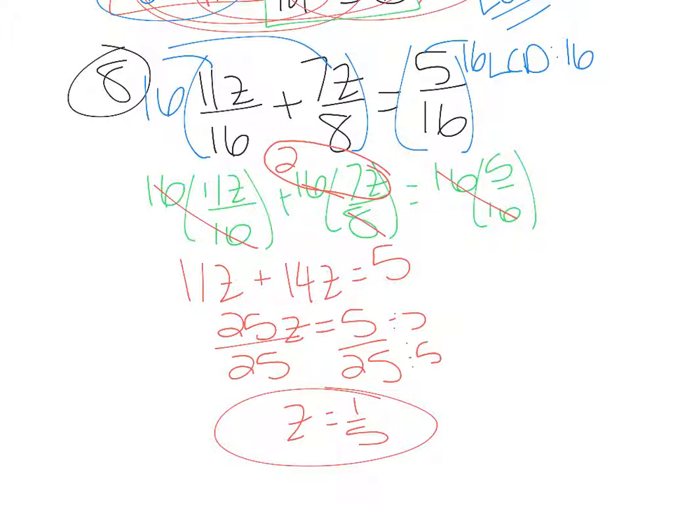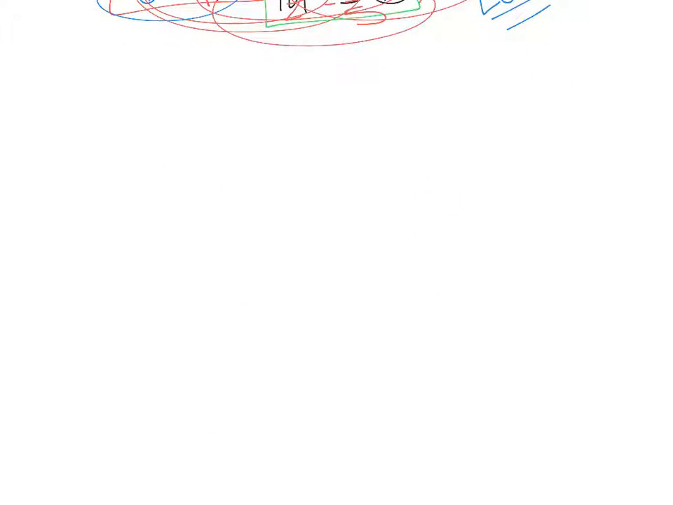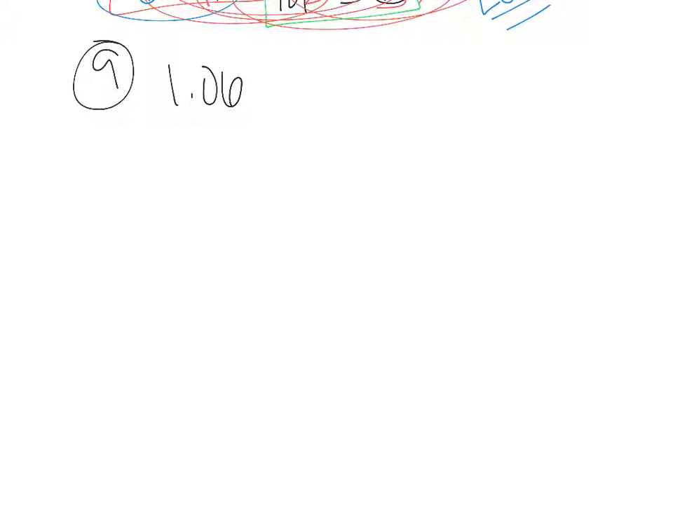Okay, so for the fractions, we're looking for the least common denominator. Multiply both sides of the equation by the least common denominator. It gets rid of your fractions, makes it a whole lot easier. We can apply a similar concept to an equation that has decimals. So let's look at a couple of these. Okay, number 9 says 1.06g minus 3 equals 0.71.